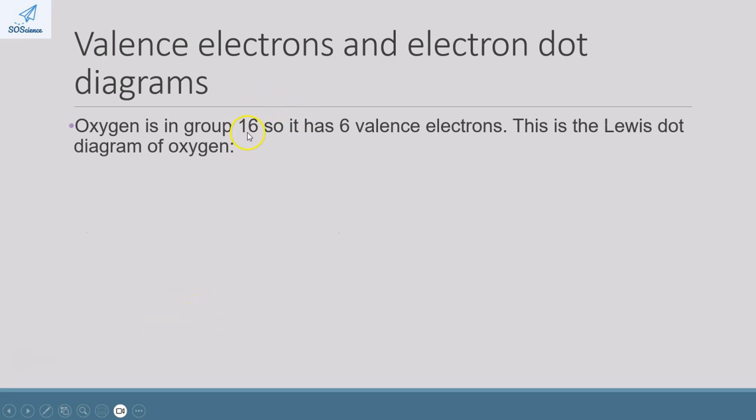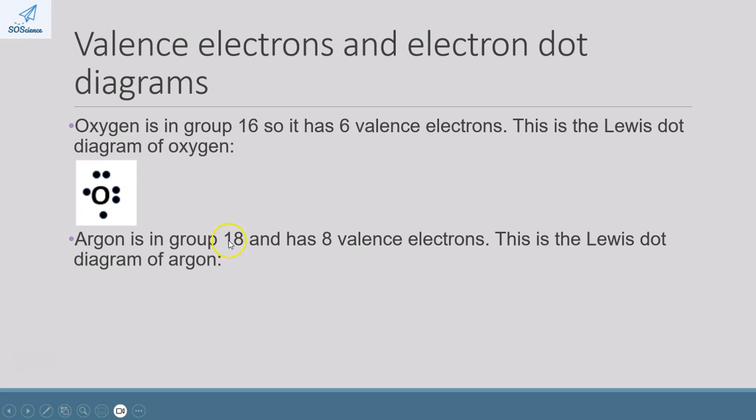Now, oxygen is in group 16, so it has 6 valence electrons. So we go 1, 2, 3, 4, and after the 4th one, we start to pair those valence electrons, 5 and 6. Argon is in group 18. It has 8 valence electrons. So the Lewis dot diagram of argon will show us all 8 electrons around the argon atom.